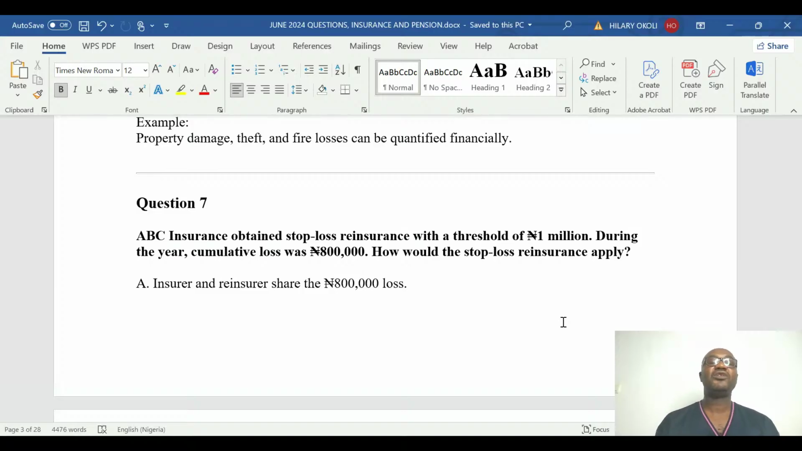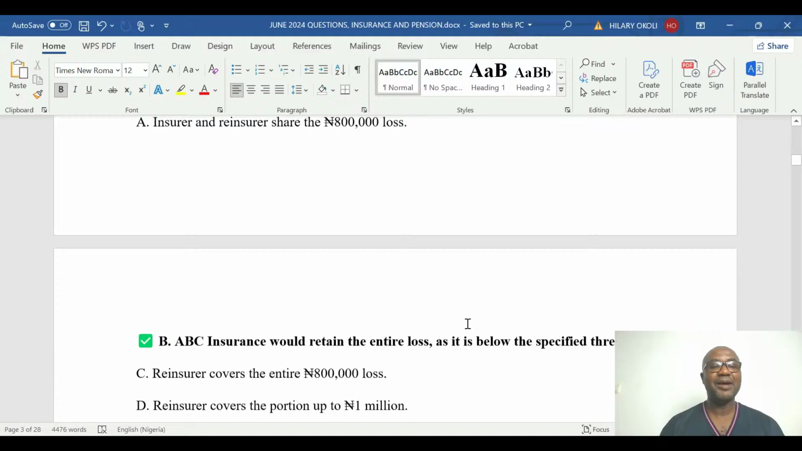But when you have insured for 5,200,000, the damage is cumulatively at 4 million. The insurance will not answer you. You just go and look for 4 million and repair your car, you know. So that is how the stop loss reinsurance applies.